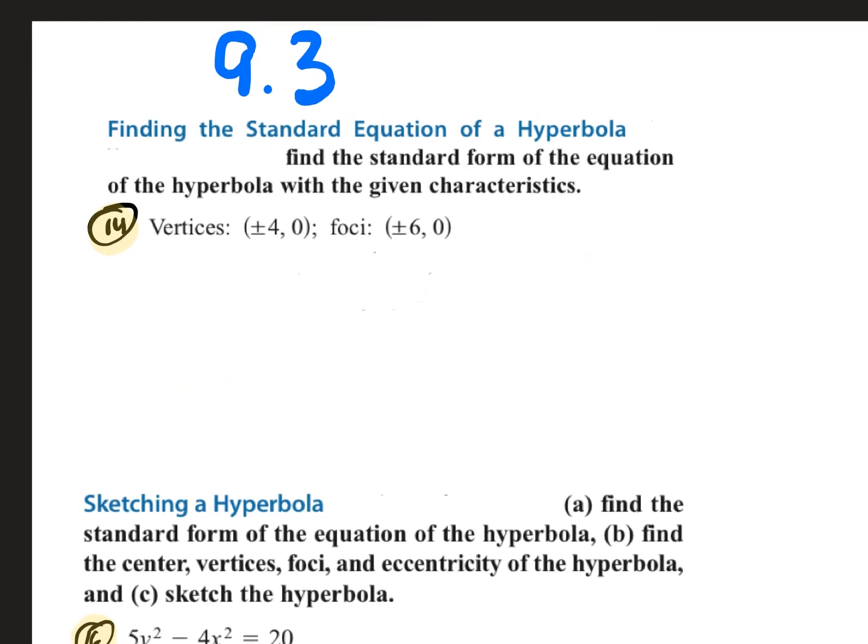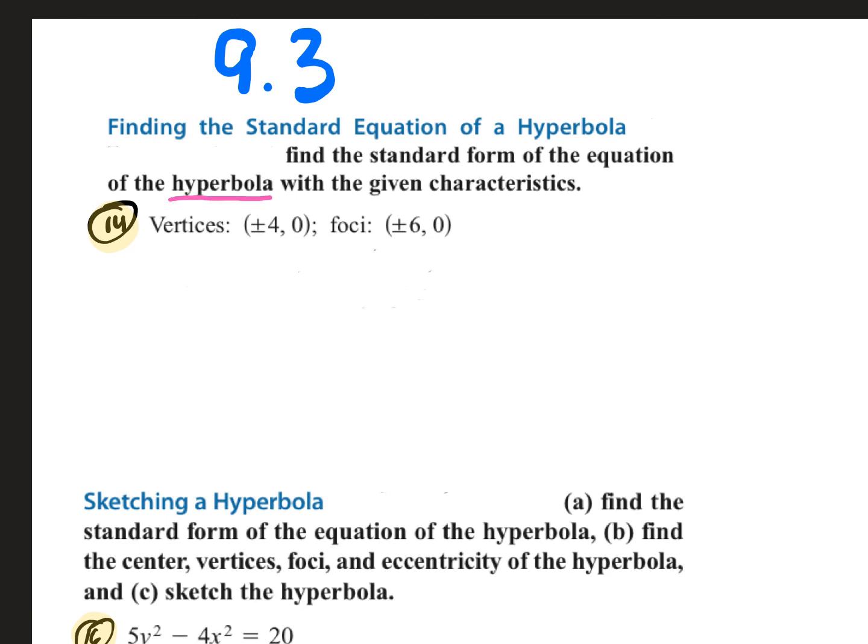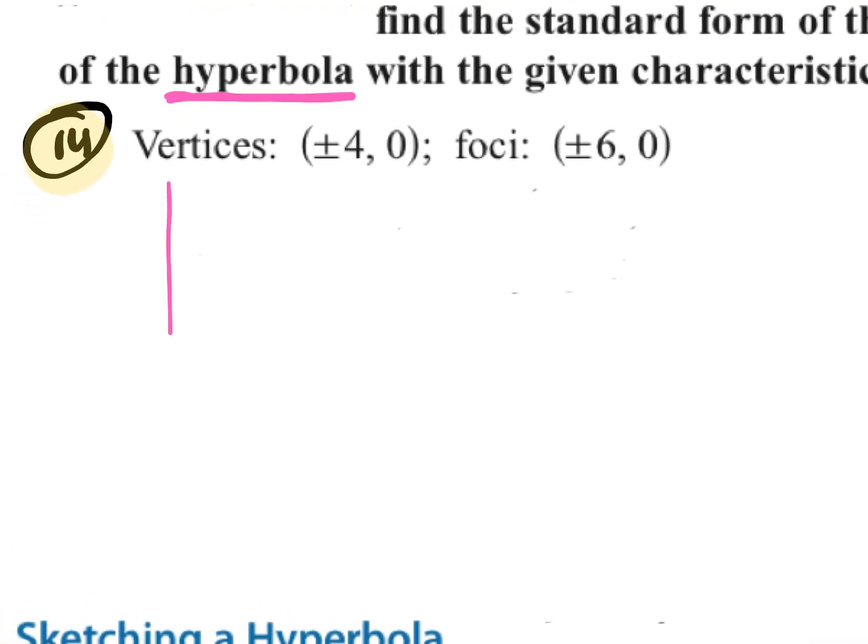So 14, we need to find the standard form of a hyperbola. So I'm going to graph it. We have vertices at plus or minus 4, 0. So I go to the right 4. I'm going to go to the left 4. And foci at plus or minus 6.